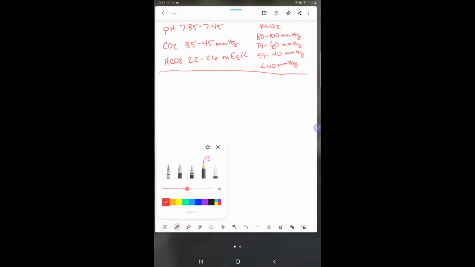Let me change my color. So now we have a different blood gas. This is a second patient that had a blood gas of a pH 7.45. Their CO2 was at a 47. And then their bicarb was at a 26. And then their PaO2 is at a 74.